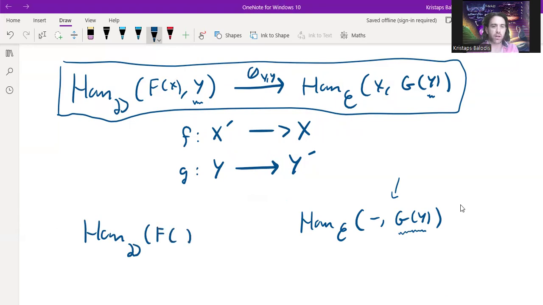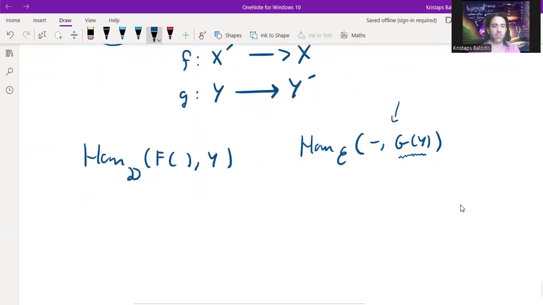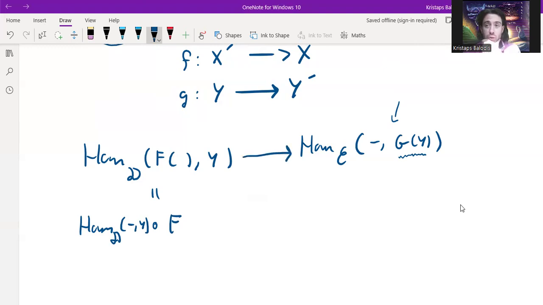So first I plug in f, and then I take the Hom-functor, right? So this is like the composition of f and homming into y, right? So how do I relate functors? Well, I relate functors with natural transformations, right? So there should be really a natural transformation between these functors.